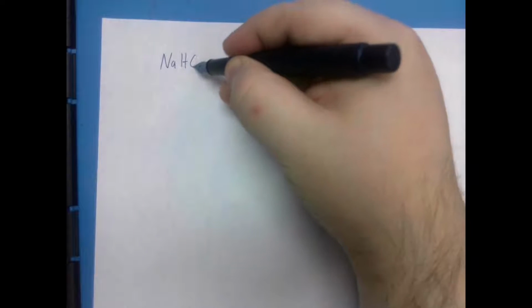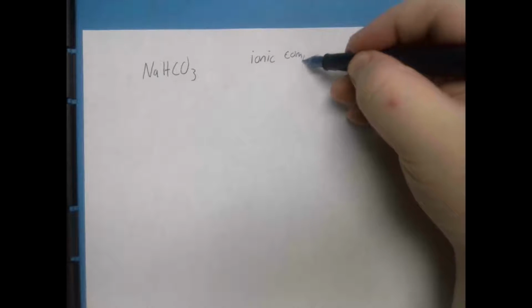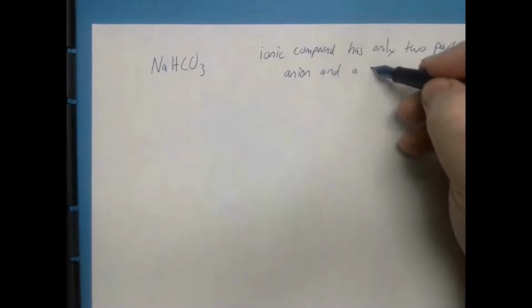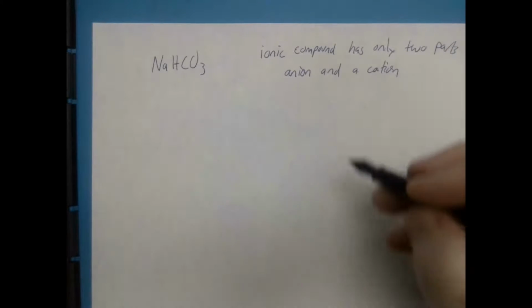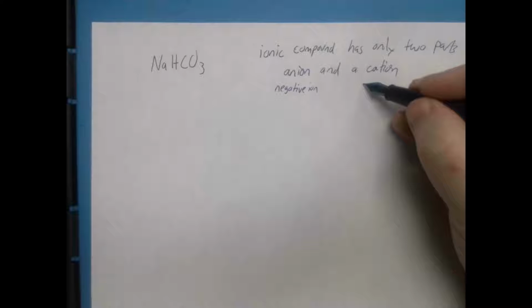So, sodium bicarbonate. What are the ions in the system? I will say this: an ionic compound has only two parts. They are very simple. They have an anion and a cation. That is the only thing. Anion is a negative ion, and the cation is the positive ion.